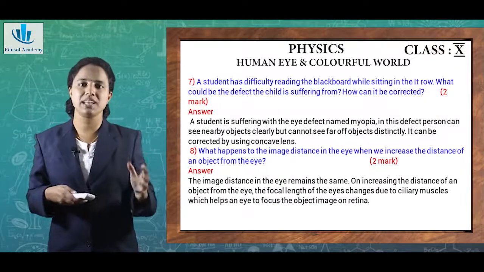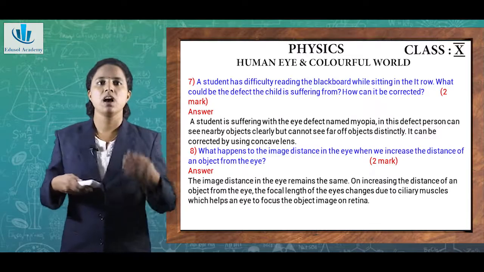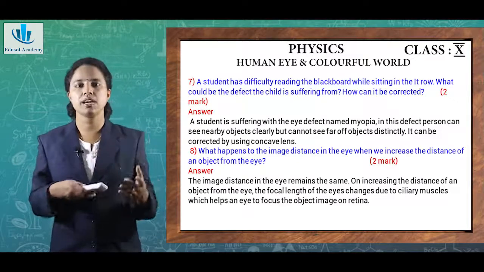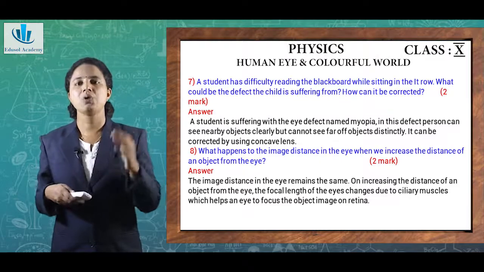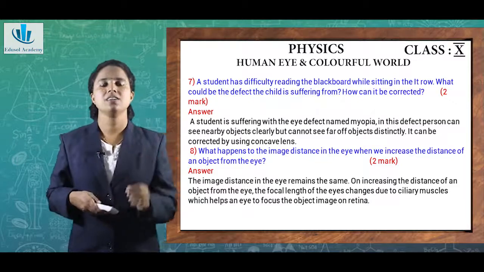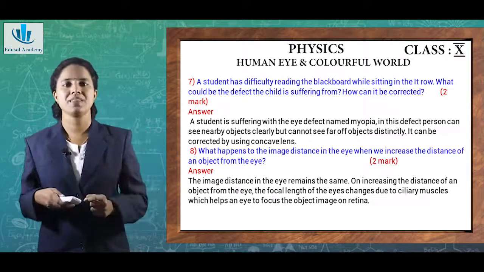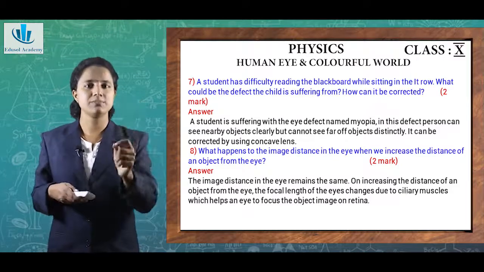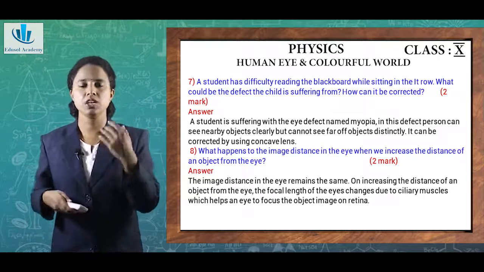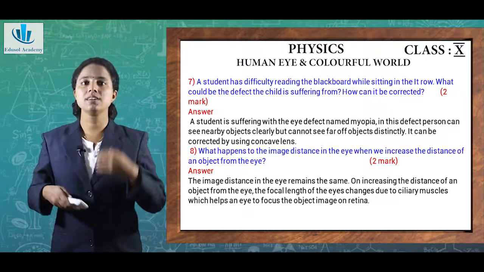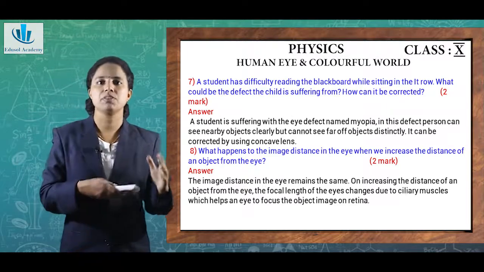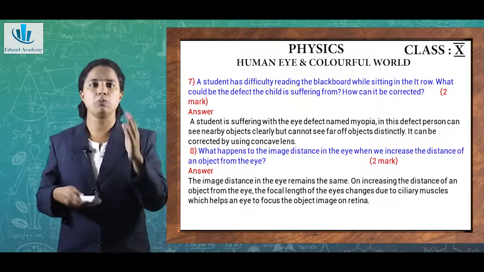A student has difficulty reading the blackboard while sitting in the last row. What could be the defect the child is suffering from? How can it be corrected? We know that there is a defect of eye vision called myopia. In myopia, or nearsightedness, the person will be able to see nearby objects clearly but can't see far off objects clearly. So the student is suffering from the eye defect called myopia.